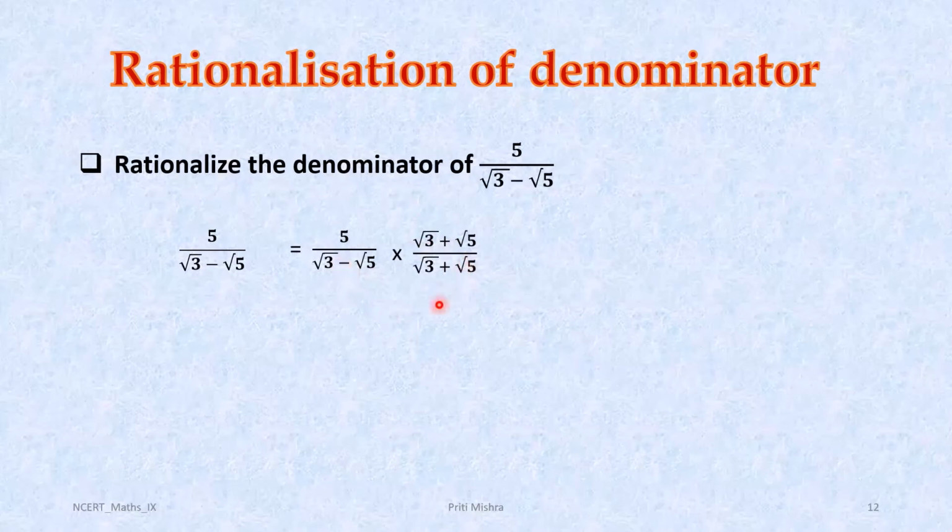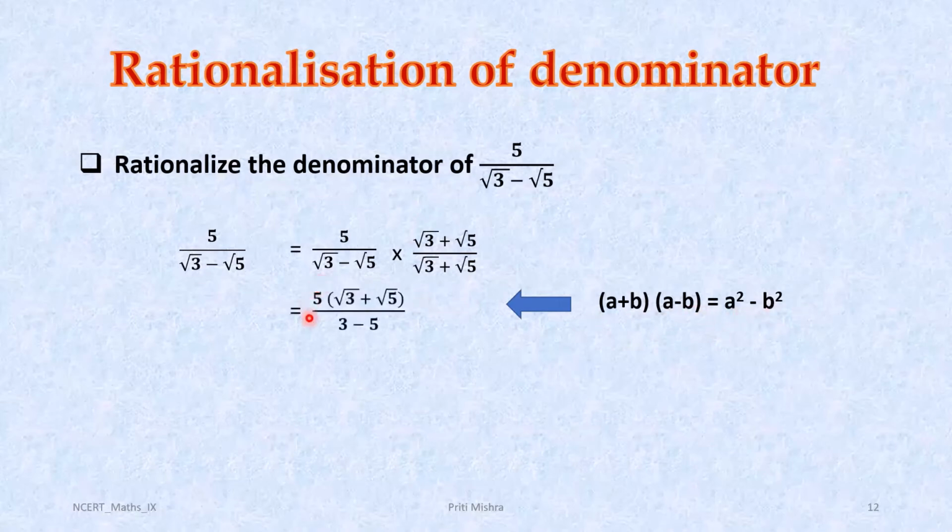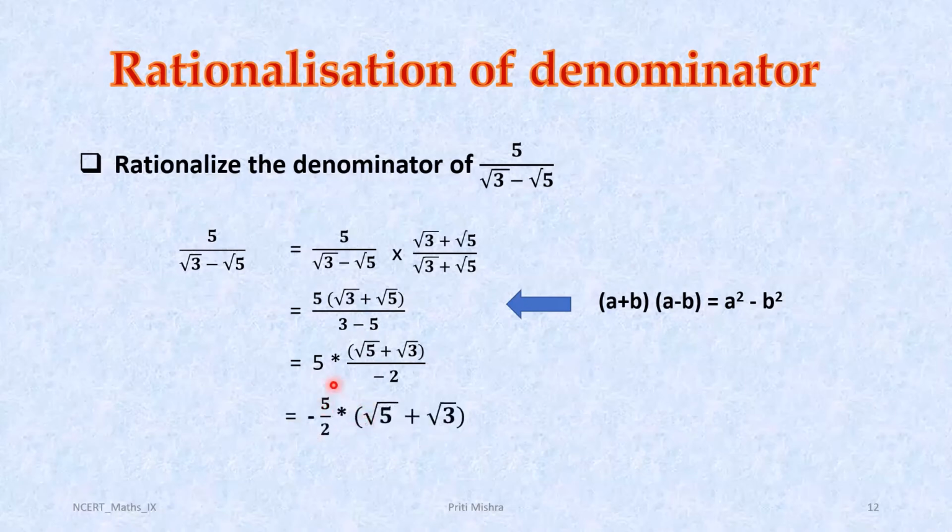In these two terms, you can easily see we can apply the identity: a plus b into a minus b is equal to a square minus b square. So in the numerator we have 5 into root 3 plus root 5, and in the denominator it will be 3 minus 5. Root 3 whole square is 3 and root 5 whole square is 5. So the answer is 5 into root 5 plus root 3 upon minus 2. We can write it like minus of 5 by 2 into root 5 plus root 3.